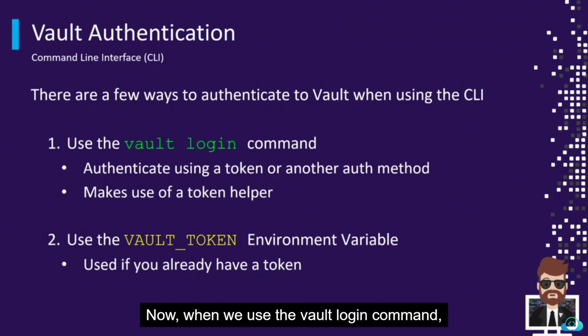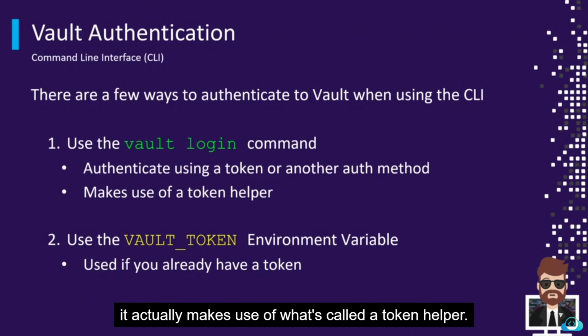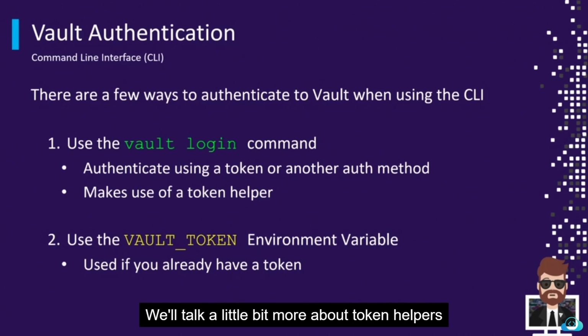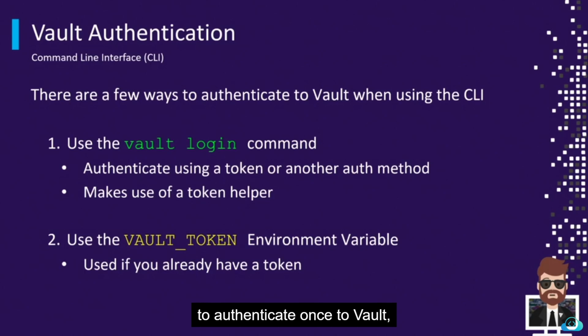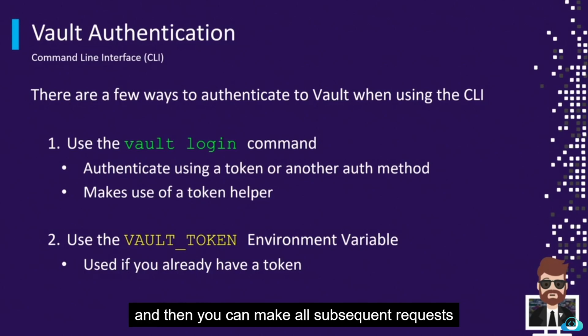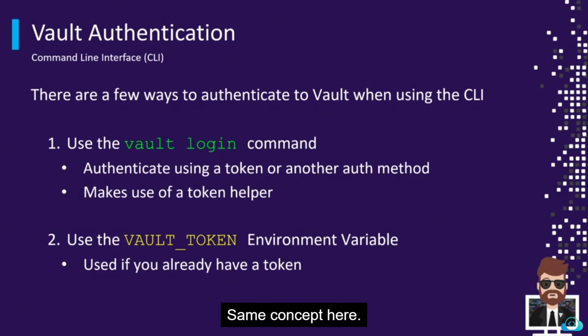Now, when we use the vault login command, it actually makes use of what's called a token helper. We'll talk a little bit more about token helpers in a few slides, but a token helper allows you to authenticate once to Vault, and then you can make all subsequent requests without having to authenticate every single time. It kind of goes back to our hotel analogy. We're going to authenticate, get our key card, and then we're going to be able to swipe that as many times as we want throughout the hotel. Same kind of concept here.